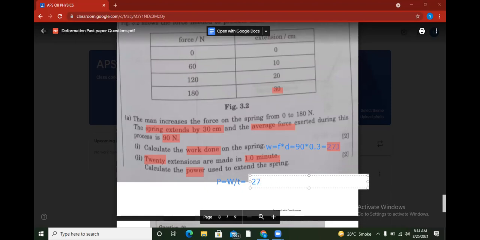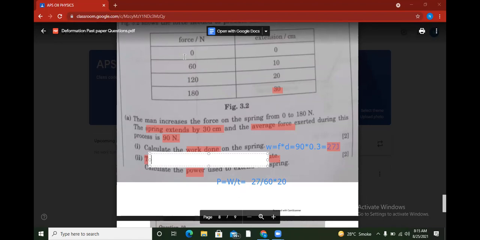27. Okay. But one more thing here is that 20 extensions have been made. So we have to calculate the power for the 20 extensions, right? So what we do, we will multiply by 20 as well. Firstly we will divide it by 60 seconds here and then multiply by 20 extensions we have made, right? Because we are going to find the power for the 20 extensions.